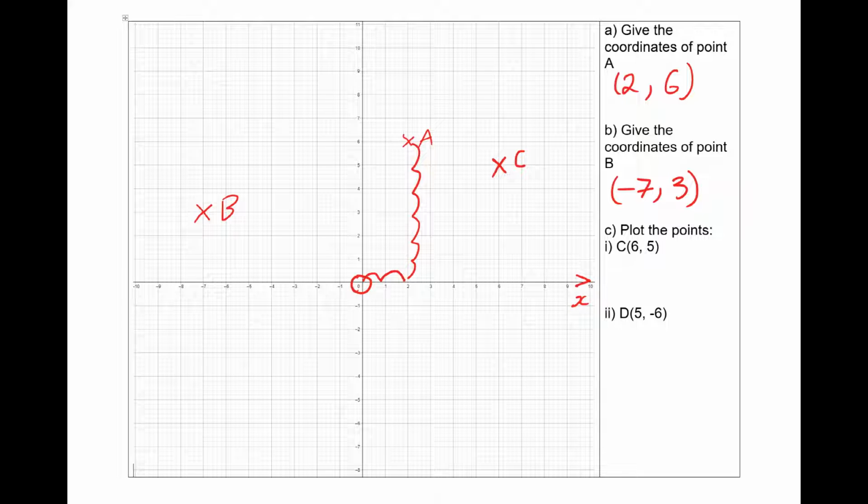Finally, the point D. To get there, I need to go across from 0, 5, so 1, 2, 3, 4, 5, and then I have to go down 6. The reason it's down 6 is because there's a minus in front of the 6. I put a cross and I write down D as neat as I can.